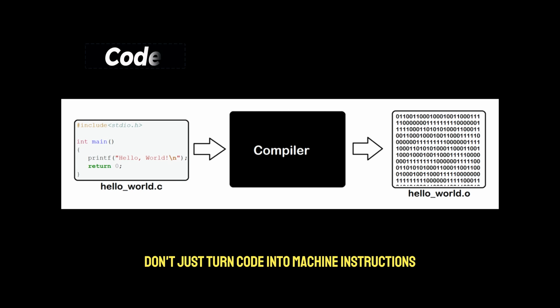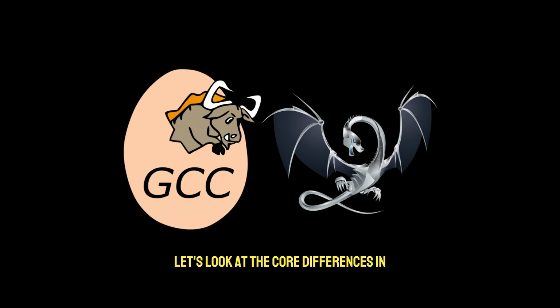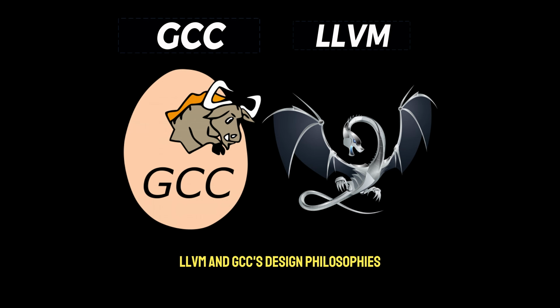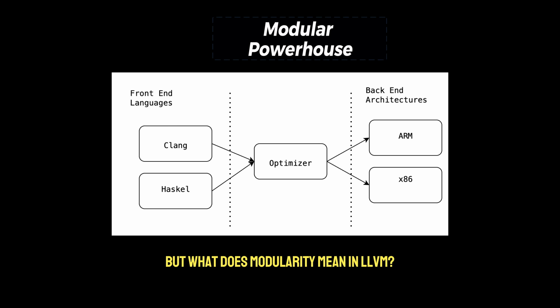Compilers don't just turn code into machine instructions, they're designed to solve specific problems. Let's look at the core differences in LLVM and GCC's design philosophies. LLVM is often described as a modular powerhouse, but what does modularity mean in LLVM? LLVM separates its tasks into independent components.